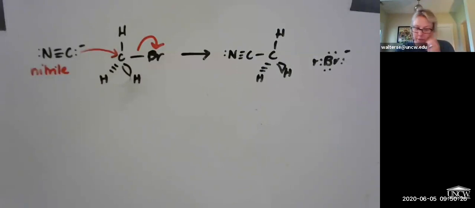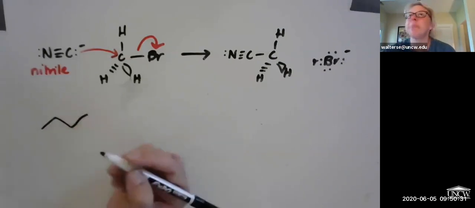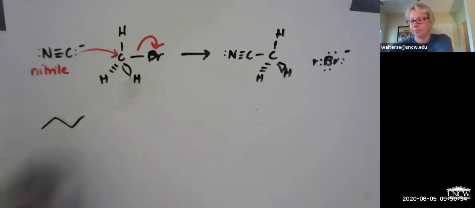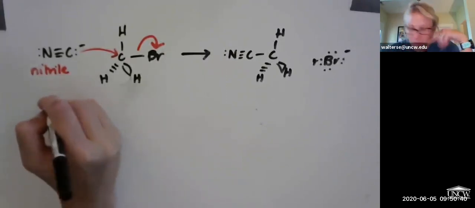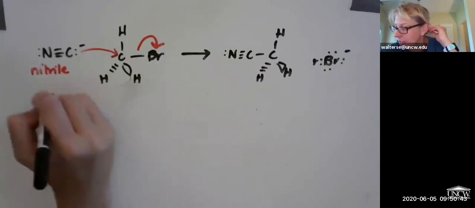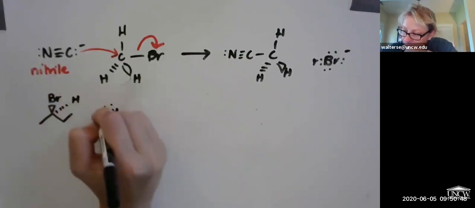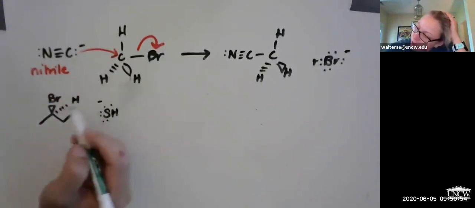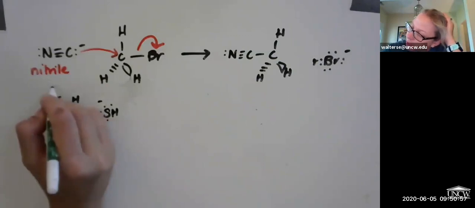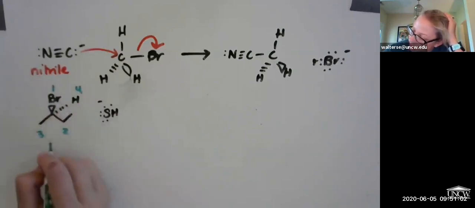Let me see. I know I have an example. Okay, here's one. Well, actually, a lot of it's going to depend on how it's drawn. So here's an example. Okay, so like this. And then we're going to attack it with thiol. Okay. So, let's see, 1, 4, 2, 3, so this is R.